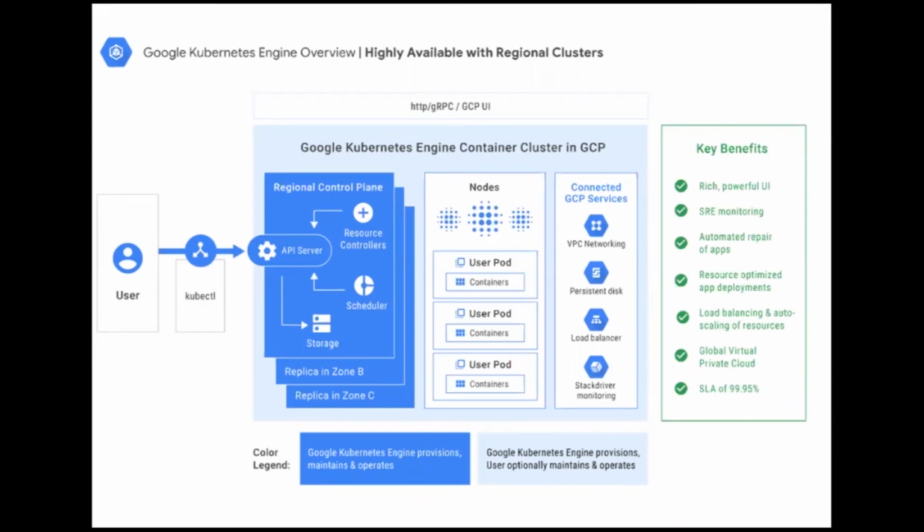And the next one is the GKE overview. They provide multi-zone availability. So you can create a replica in another zone of the particular region, where you can have high availability. This is a high-level architecture.